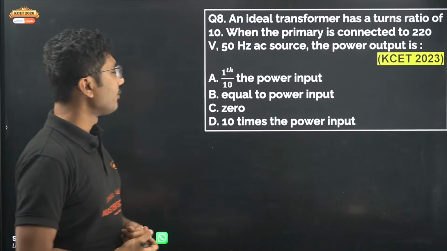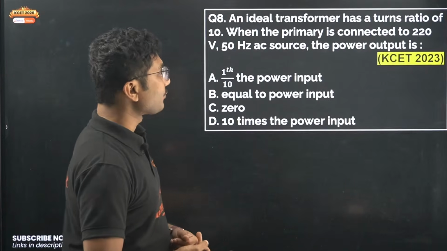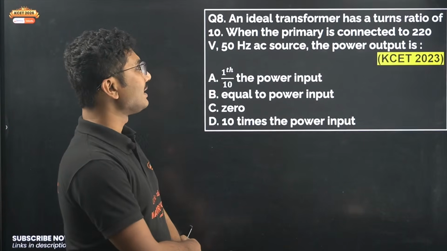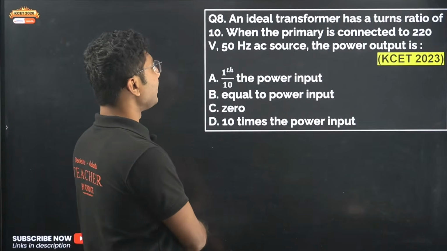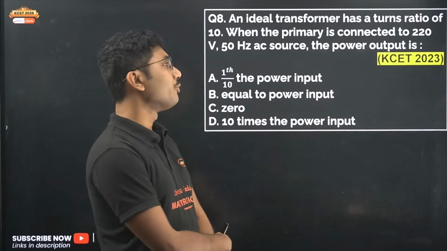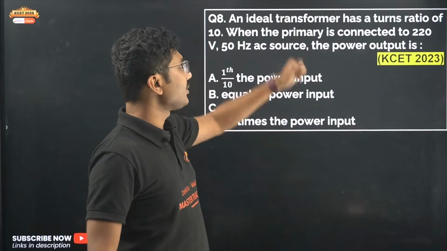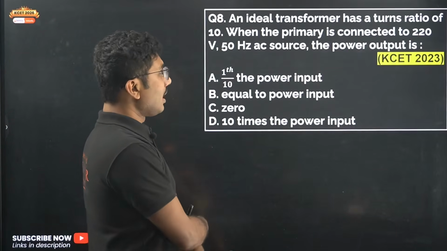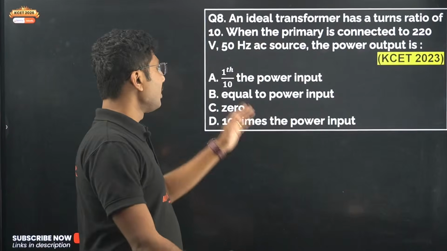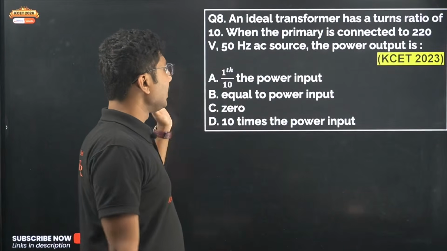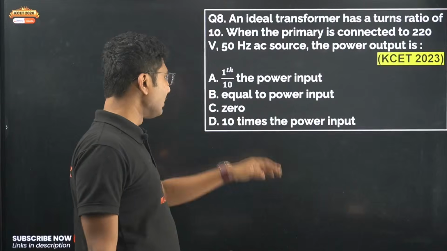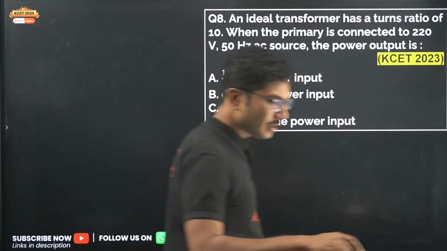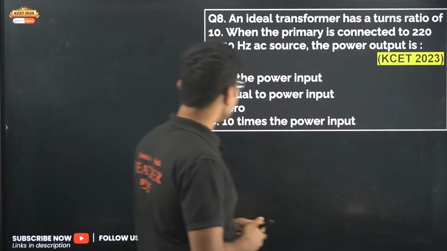Now next question. An ideal transformer has a turn ratio of 10. When the primary is connected to a 220 volt, 50 hertz AC source, the power output is. So they have given you a turn ratio and the input of the primary, and they asked you what is the power output. 1/10 of the power input, equal to the power input, 0, or 10 times the power input. Let's see who can answer it. I will wait for some time. Anantha is saying option B.